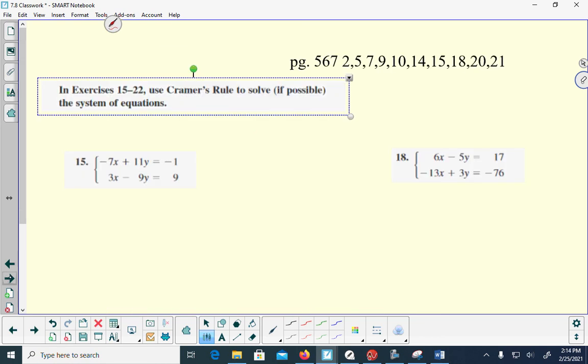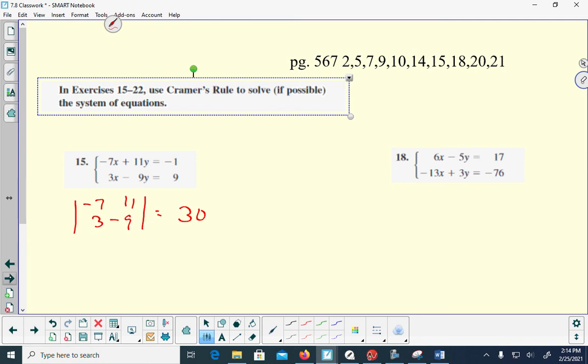So we are going to do these on the calculator, but I want to show you what you're doing. You are going to first do the coefficients. So my coefficients are -7, 11, 3, and -9. I'm going to find the determinant of that, and when I did the determinant on my calculator, I'm skipping ahead, I got a determinant of 30. I did that on my calculator.